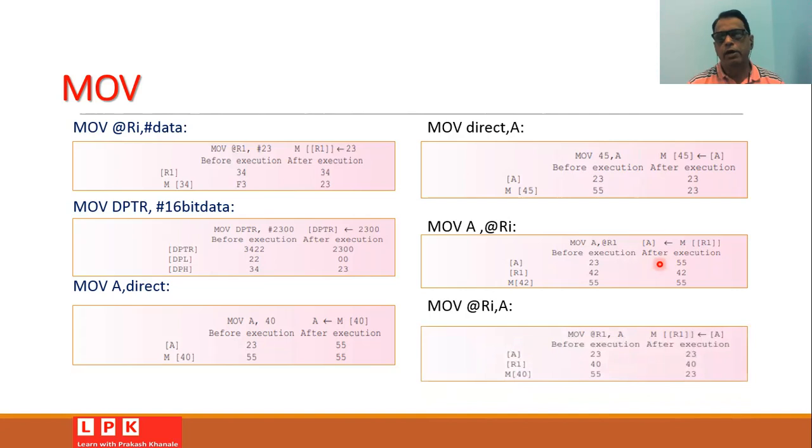It is also possible to move the content of the accumulator to the memory location whose address is stored in the register Ri. For example, if we write the instruction MOV @R1, A, then after the execution of this instruction, the content of the accumulator will be moved to the location whose address is stored in R1. For example, if A is 23, the content of R1 is 40, and the content of memory location 40 is 55, then after the execution, A remains 23, R1 remains 40, but the memory location content will be changed to 23.